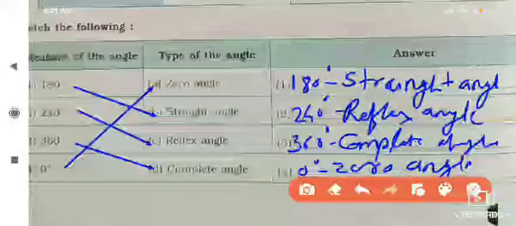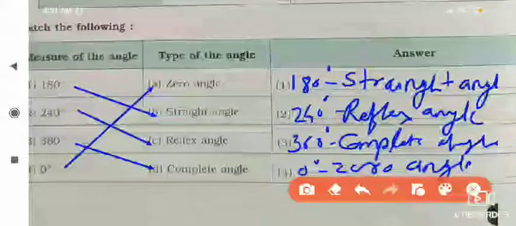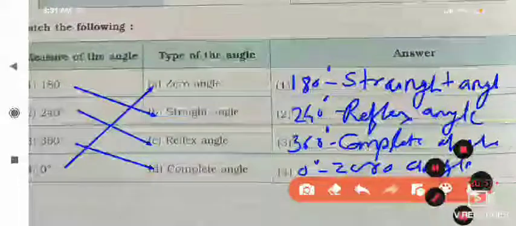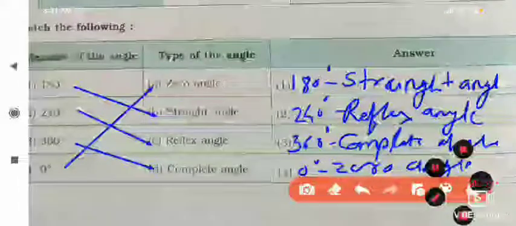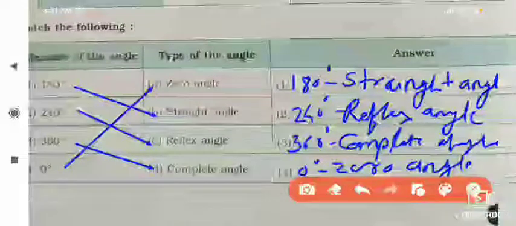So in this way you have to complete this table, and the next part of this lesson's revision we will take in our next lecture. Today you have to understand the types of angles, and this is the workbook's first page from this lesson that we have completed today. All of you complete this, and as a revision you have to study it. So today we will stop here only. Okay, thank you.